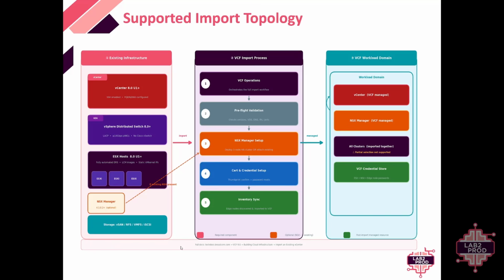So in my case, or in any case, this is the architecture that you can import from. On the left-hand side, we've got an existing infrastructure, vCenter 8 and above, VDS with 8 and above. ESX hosts can be 8. Now we are transitioning to LCM images. If you've got VUM baselines, that conversion does need to happen at some point, especially when you go to lifecycle hosts to version 9, it does require the LCM images.